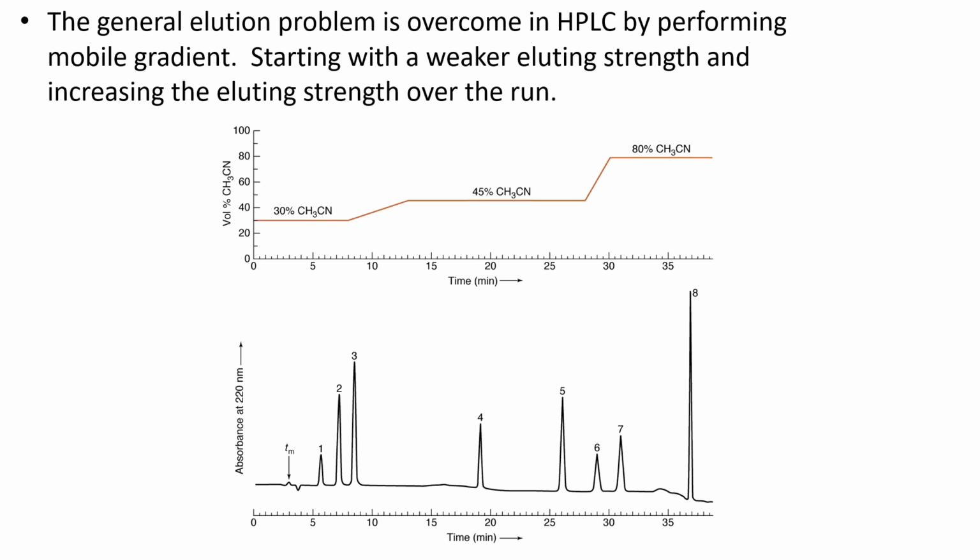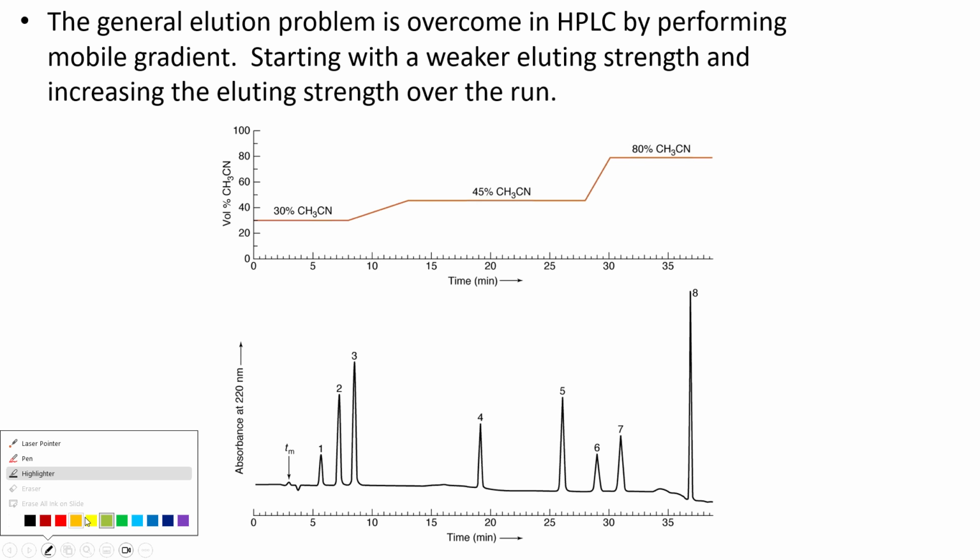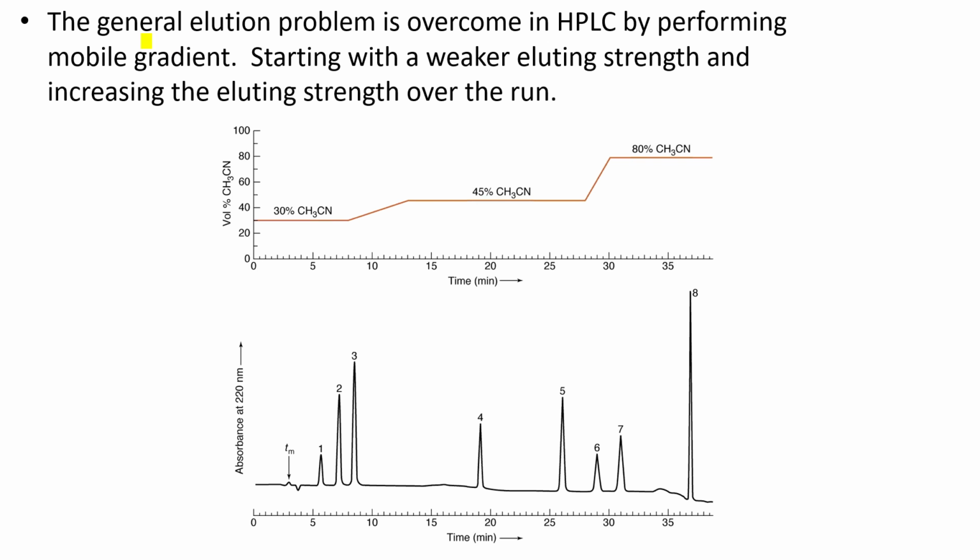Now, the way that we deal with the general elution problem in liquid chromatography, HPLC, is that we perform a mobile phase gradient. We start with a weakly eluting solvent, and we get the things to separate that barely stick to the column to give them enough retention.